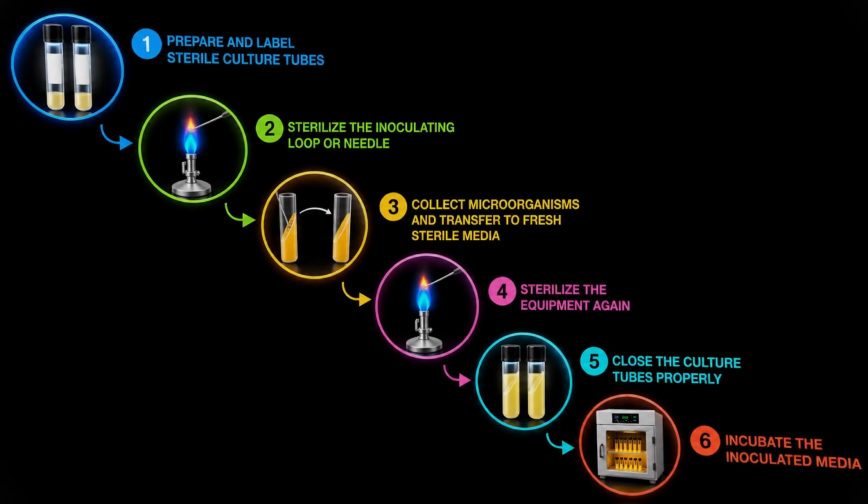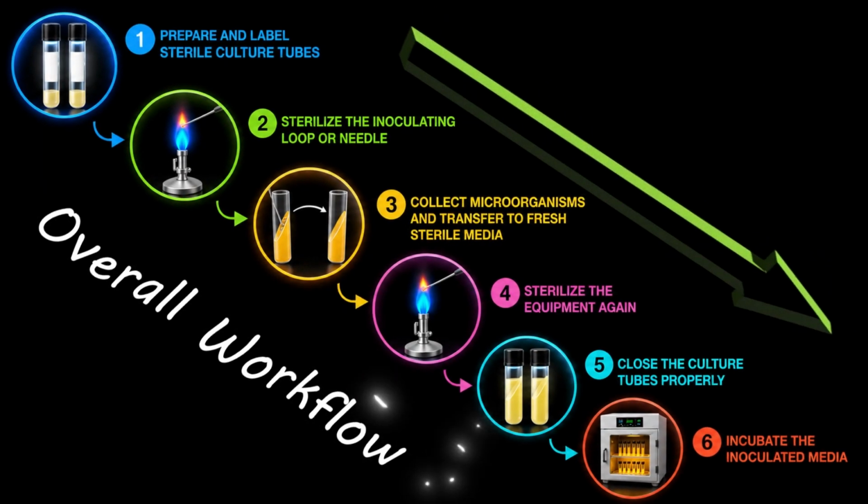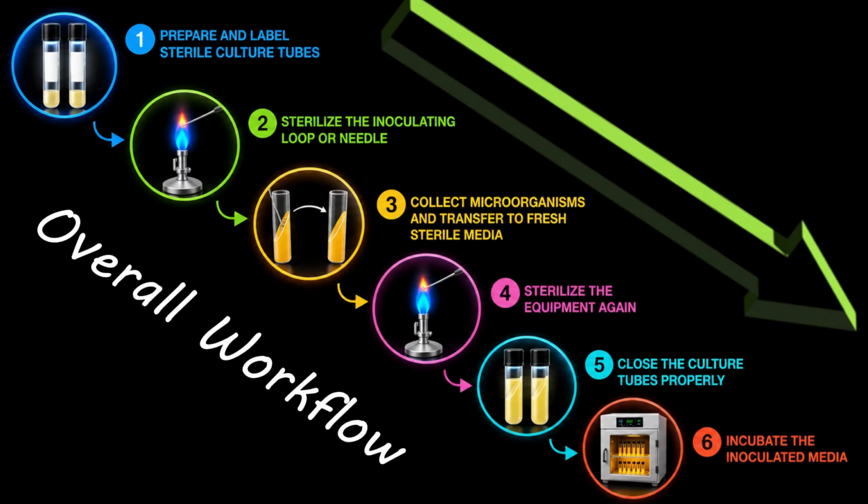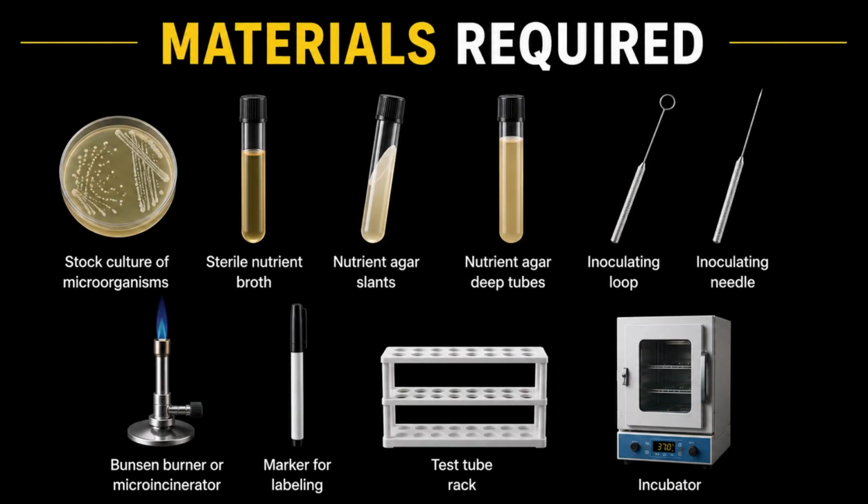Before we begin the procedure, let's quickly understand the complete workflow of this experiment. First, we'll prepare and label all sterile culture tubes. Next, we'll sterilize the inoculating loop or needle. We'll then collect microorganisms from the stock culture under aseptic conditions and transfer them into fresh sterile media. After the transfer, we'll sterilize the equipment again, close the culture tubes properly, and finally incubate the inoculated media to allow microbial growth.